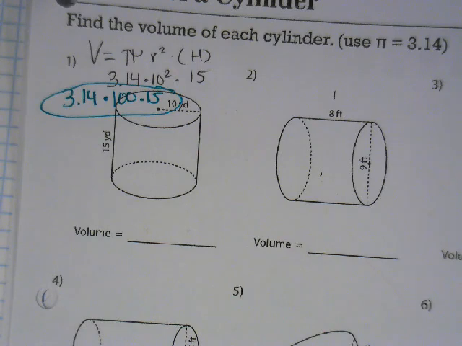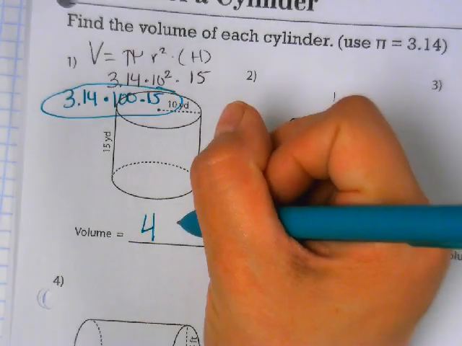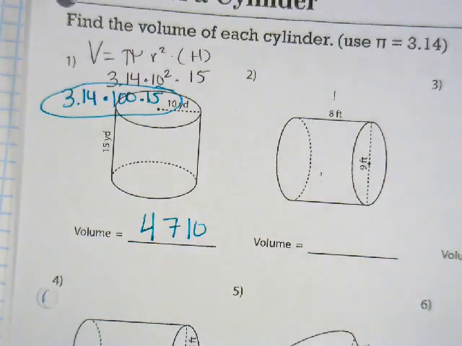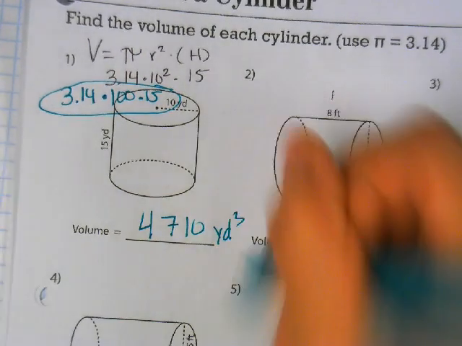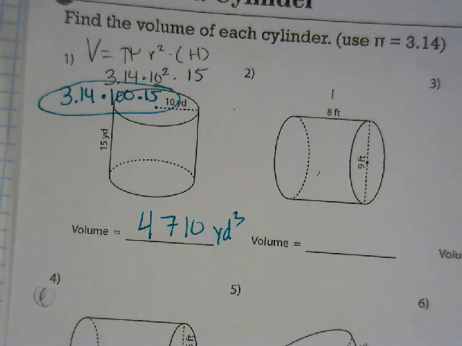And what do we got? 4,500? No, 4,700. Yards cubed? Yeah. We got that? Can you do it on your calculator? Don't just copy. See if you can get the same answer we got.